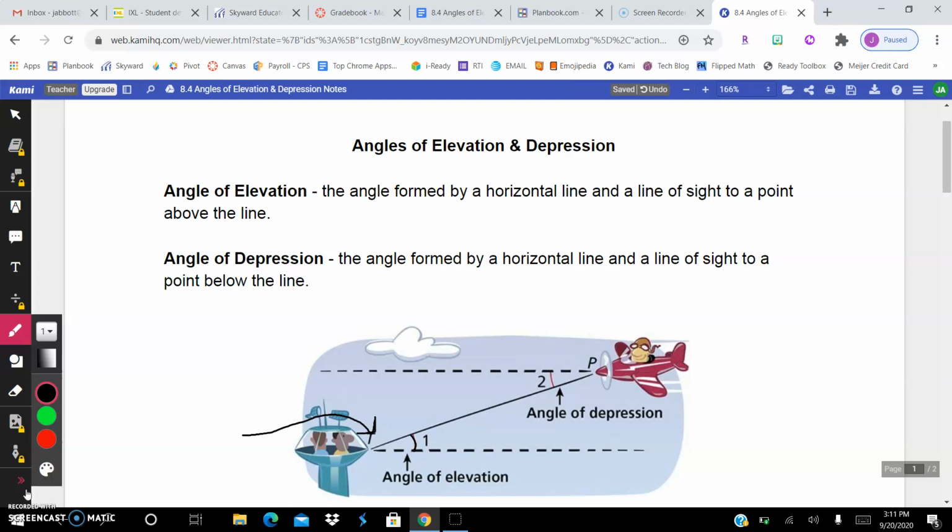An angle of depression is the angle formed by a horizontal line and a line of sight to the point below the line. So this would be here at the pilot. He has to look down to look at the control tower, and the horizontal line is straight out in front of him. So his angle opens down here. So that would be an angle of depression.